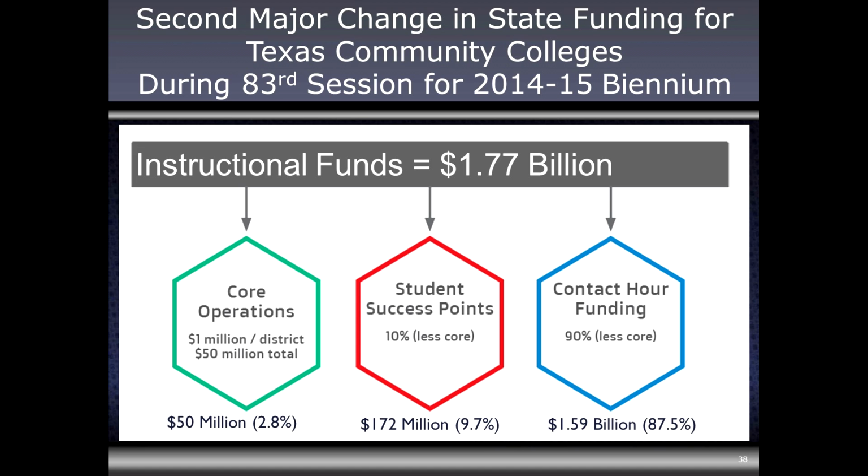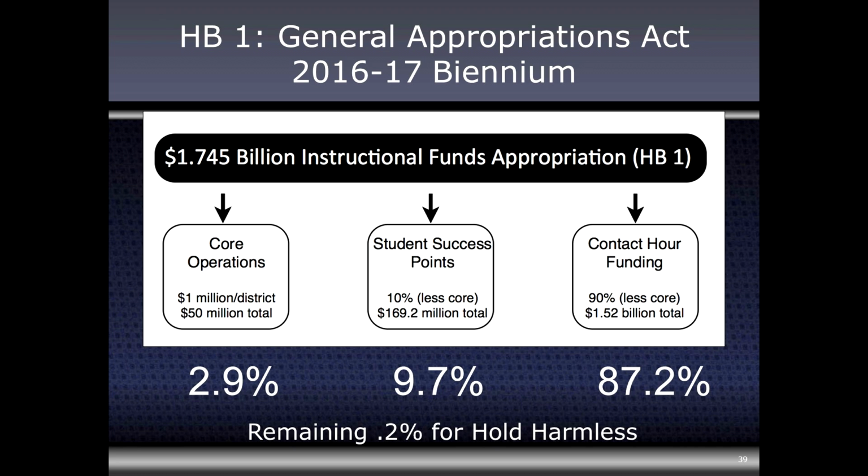Out of the 14-15 Biennium, you can see the breakdown. It was about $1.77 billion. And then we can go to the next slide. For the 16-17 Biennium, you can see, again, 1.745, and the breakdown between core, contact hours, and the student success points. The student success points actually wasn't at the 10% then out of this last session due to some changes around the funding.